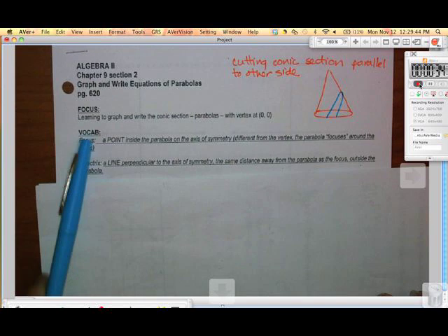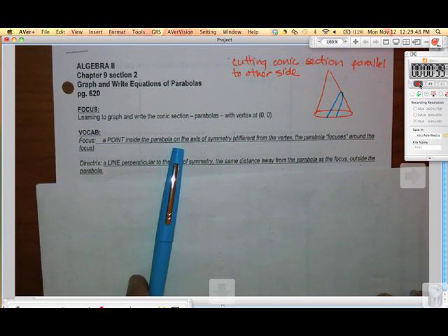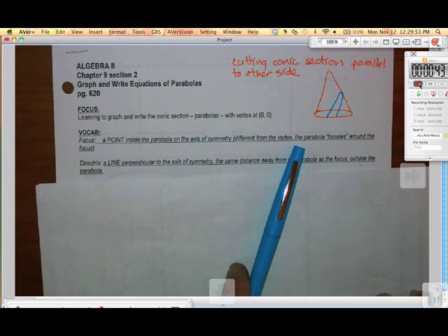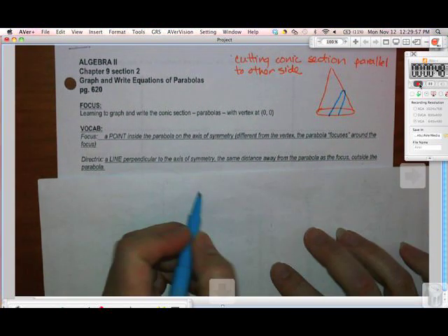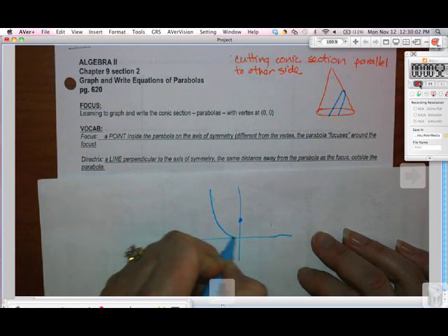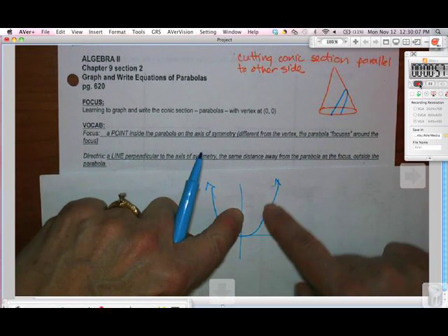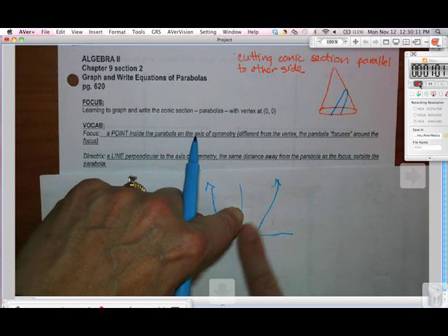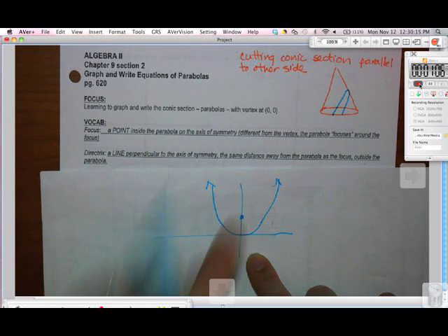Here's some vocab. We're going to have a focus, which is new. It's a point inside the parabola on the axis of symmetry. It's different from the vertex. The parabola focuses around the focus. I know it's weird to say that, but here's what it looks like. You have this point here, and the parabola is around it. So it's sort of like a center of gravity. It's sort of the same distance from the parabola all the way around. If you think about it, like a pendulum swinging, it's focusing on that dot right there. That's what the focus is.